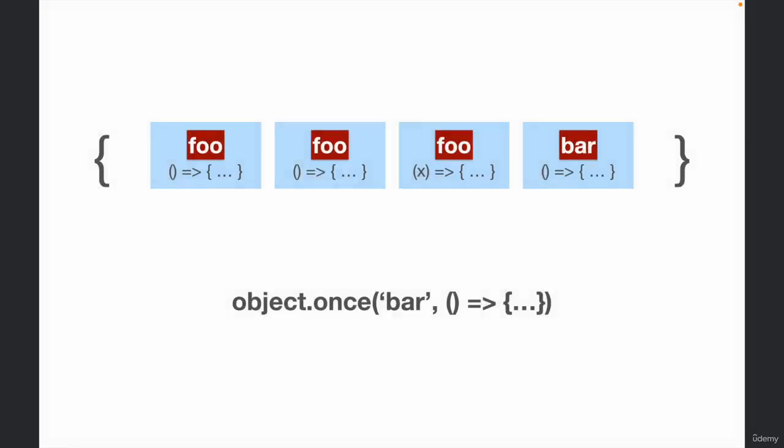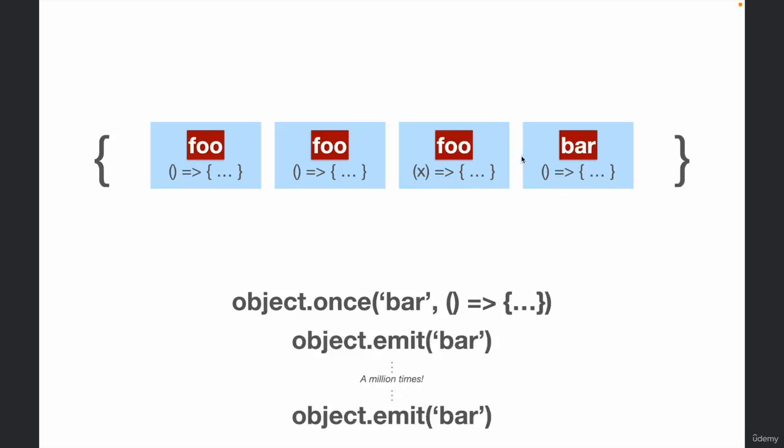If we go back to our diagram, if we run object.once instead of object.on, it acts kind of like the on method. We're still pushing something to this object, but in this case, no matter how many times you emit that event, it's only going to run that function once. So if you say object.emit bar, if you do it 1,000,000 times, this function here is only going to run for one time.